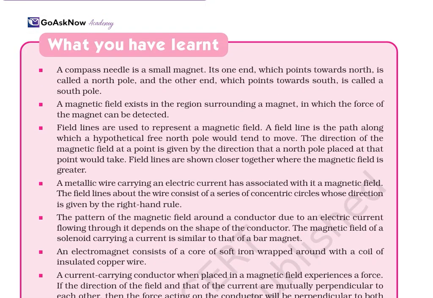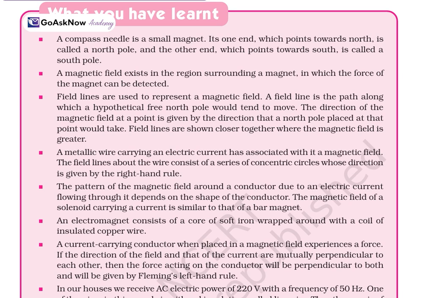Okay, so this is all about this chapter on the electric field and the magnetic field. Now, what have we learned? We have learned that a compass needle is a small magnet whose end pointing north is called the north pole, and the other the south pole. A magnetic field exists in the region surrounding a magnet, in which the force of the magnet can be detected. A metallic wire carrying an electric current has a magnetic field with field lines around it.